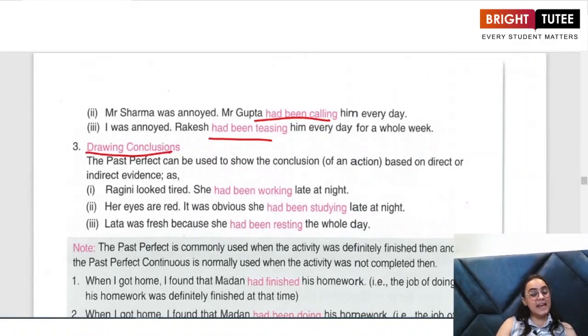Drawing conclusions is the next use of the past perfect continuous tense. When in a sentence there is a conclusion that you have drawn, you have reached a result of something, we use the past perfect continuous tense. For example, Ragini looked tired. She had been working late at night. That is why she was looking tired. Her eyes are red. It was obvious she had been studying late at night. Lata was fresh because she had been resting the whole day. So like this, we talk about those actions which were the conclusions of something.